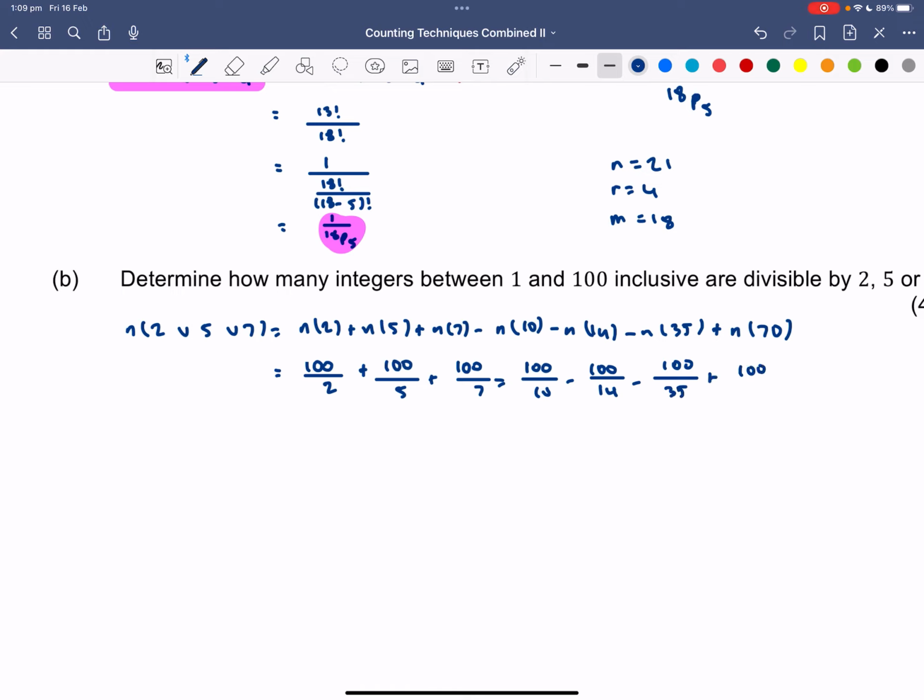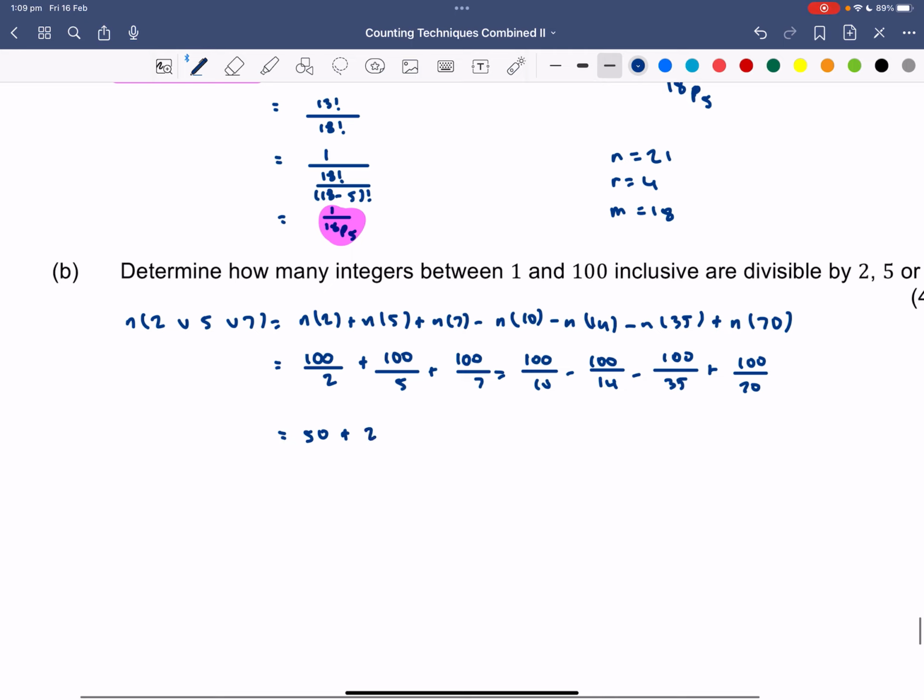And then plus 100 divided by 70, which is 1 point something. So it's easy. You just round each thing down. If your school is picky, you have to write floor in front of each of these things, like floor of this. But if your school is not picky, you don't have to do that. So see what your teachers want you to do.